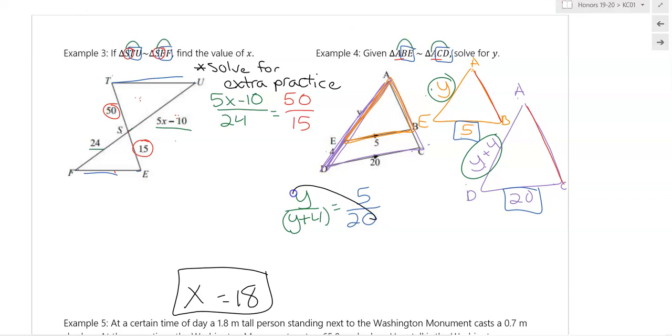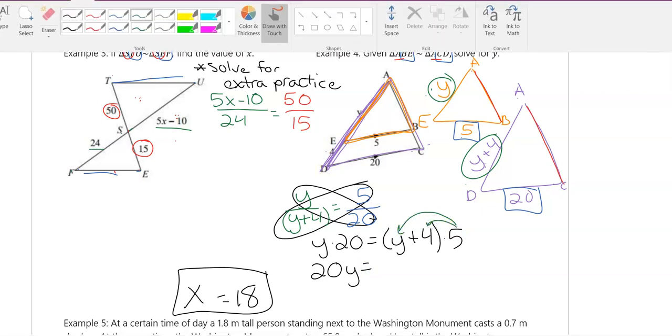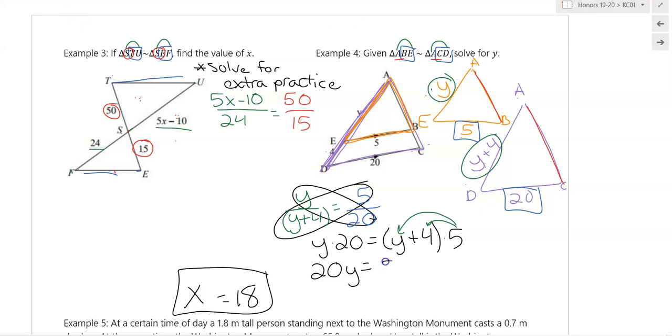Then, cross multiplying, I have Y times 20 equals Y plus 4 times 5. Y times 20 is 20Y. Distribute 5 times Y is 5Y plus 20, right, 5 times 4.